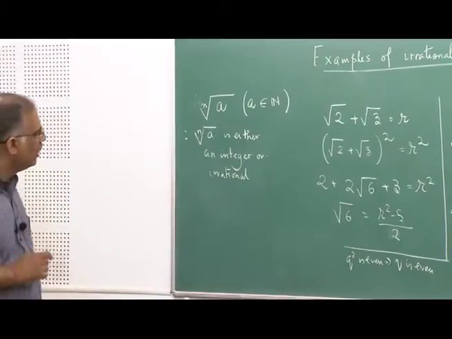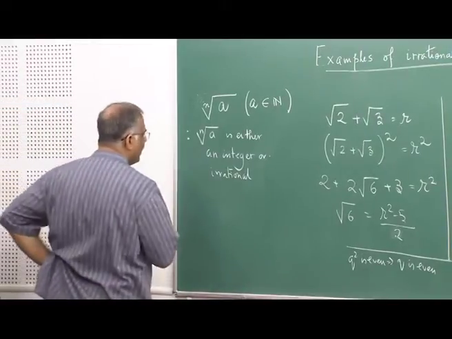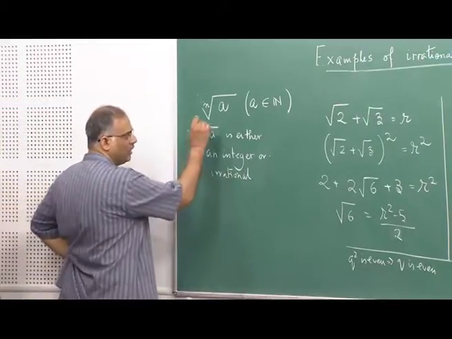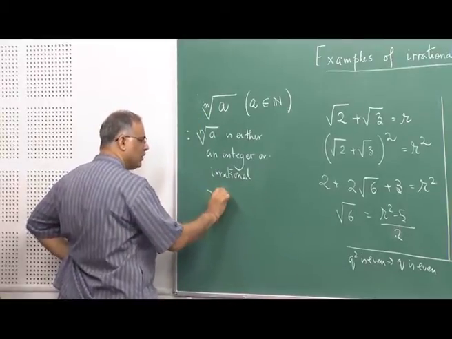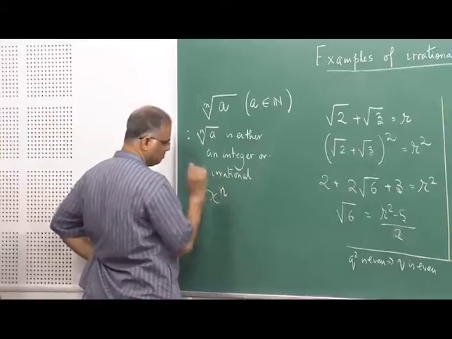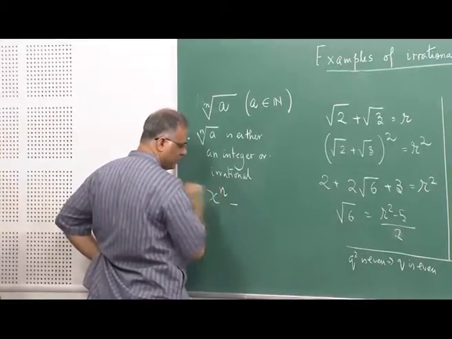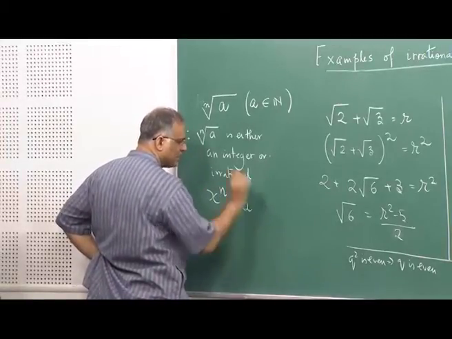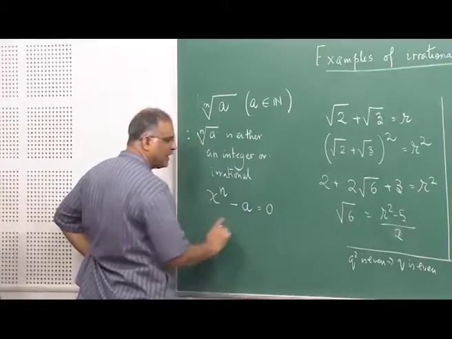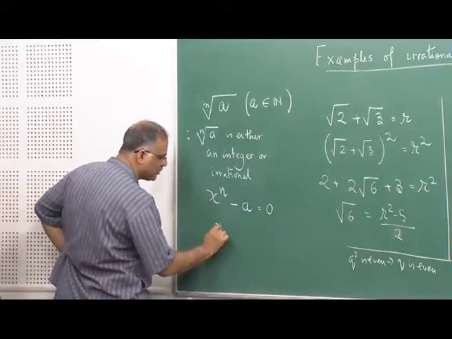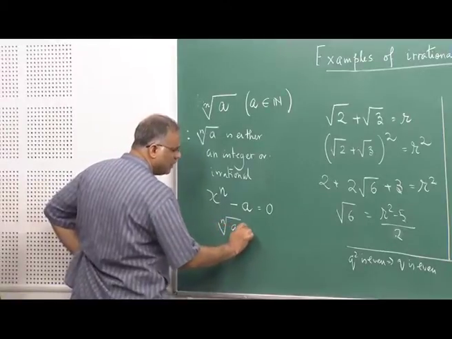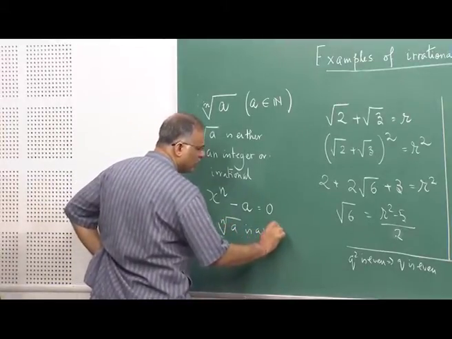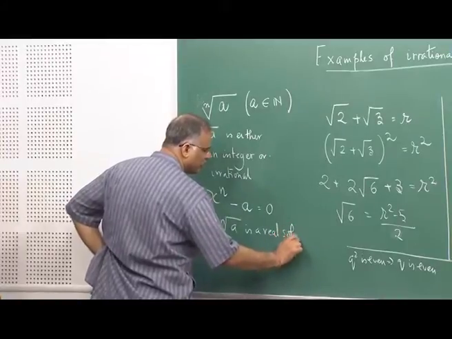Exactly. Now, observe that if I look at this number, this is something you have done in your complex number theory, that x to the n minus a is equal to 0 has at least one real solution. So, the nth root of a is a real solution of this polynomial equation.